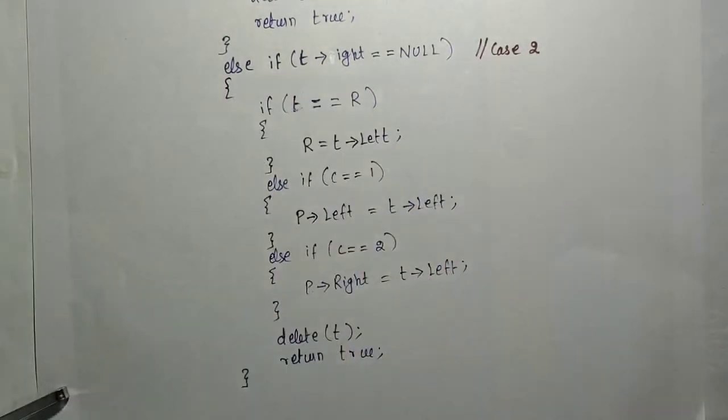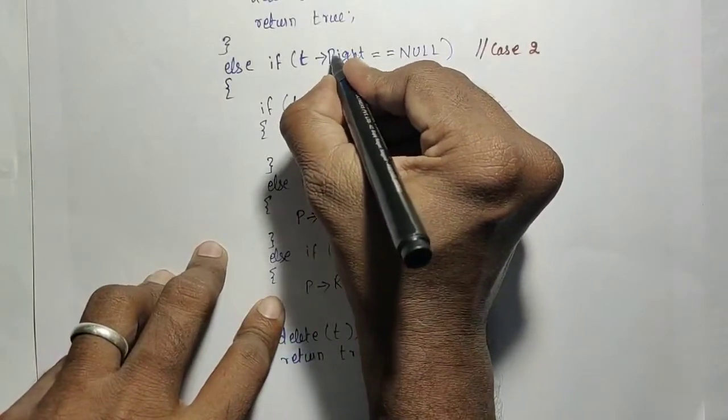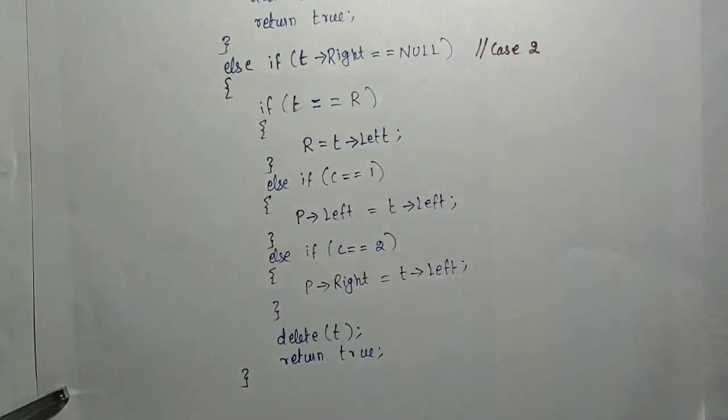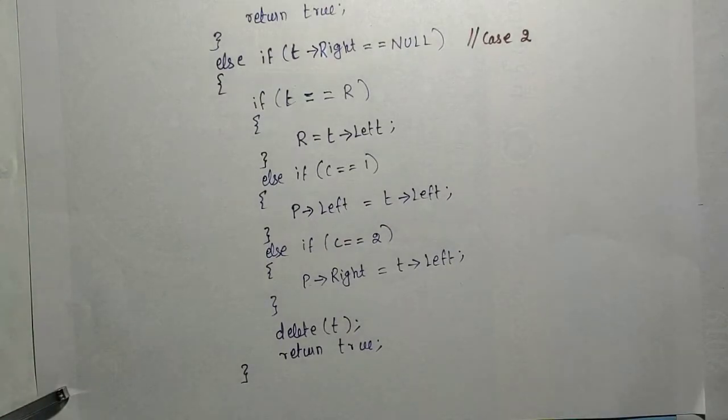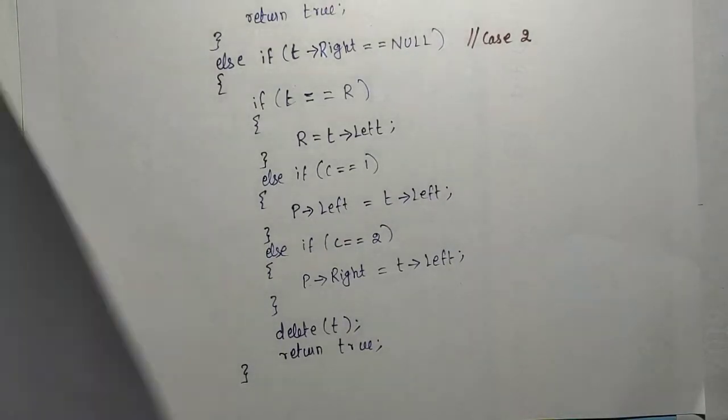T of right equal to null, right equal to null. So what may be the case 3? What may be the case 3?